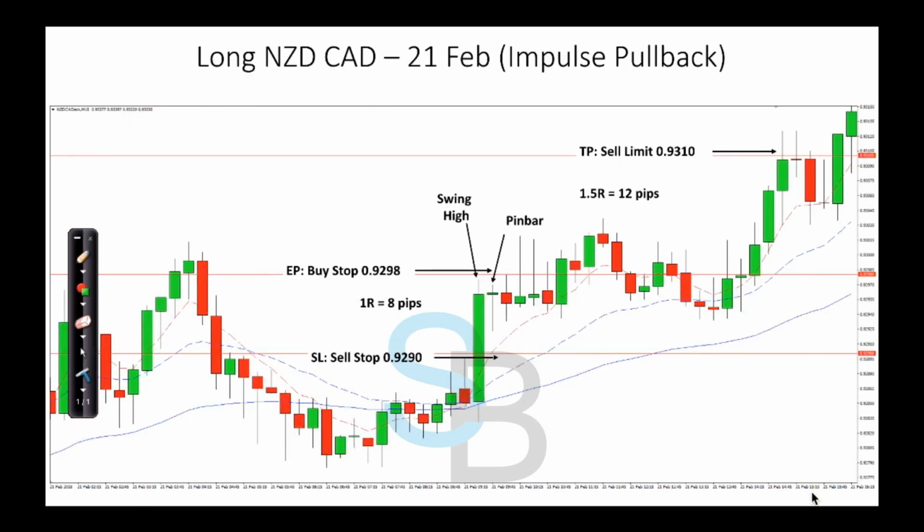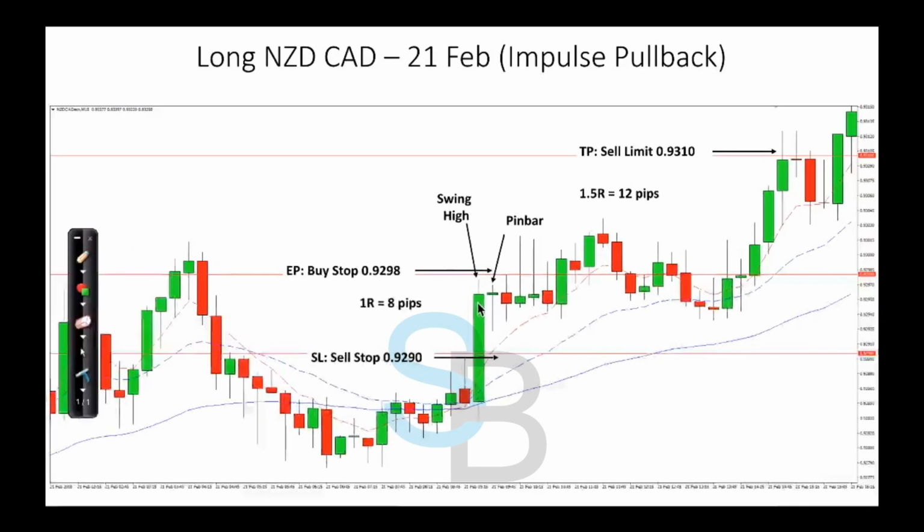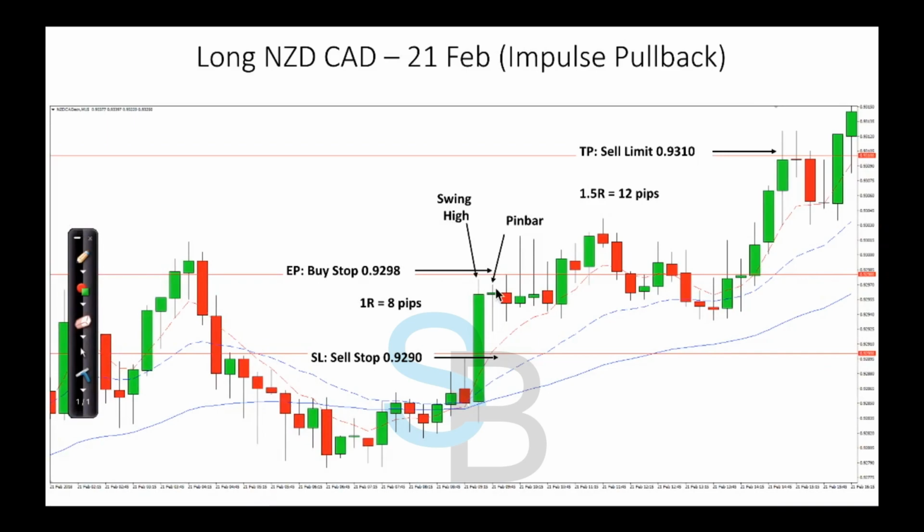Next one, 21st of February, New Zealand Canadian dollar, long trade. So 6 crossing 18 over here. Right after the cross, we've got this big swing high candle. Very nice. And right after that, we've got a pin bar. So that is an inside bar, which is a pin bar candle. Now, let me just say that this is half a high probability trade. Why? Because it is a pin bar, yes, but it does not test the moving average.